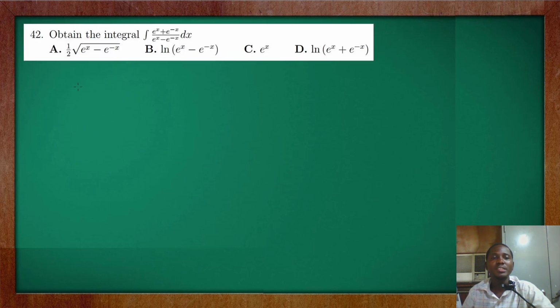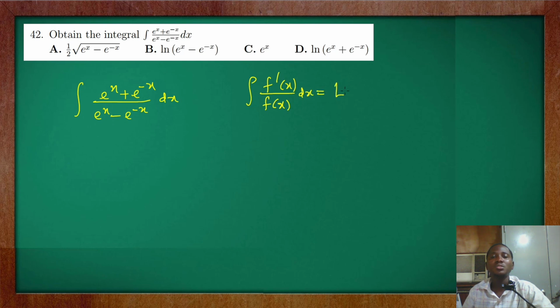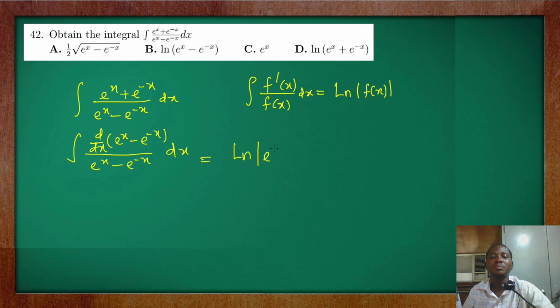In this question, we are asked to obtain the integral of (e raised to the power of x plus e raised to the power negative x) over (e raised to the power x minus e raised to the power negative x) dx. Now you should observe that if you have the integral of the derivative of a function over the function, you're just going to have the ln of your function. Here, if you differentiate the denominator e raised to the power x minus e raised to the power negative x, you are going to have the numerator. So that means my answer is just the ln of my denominator.